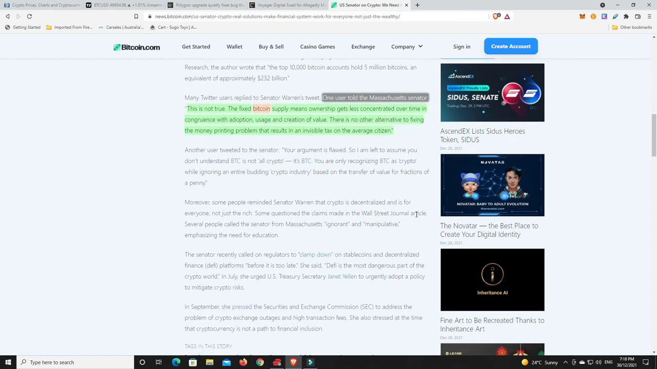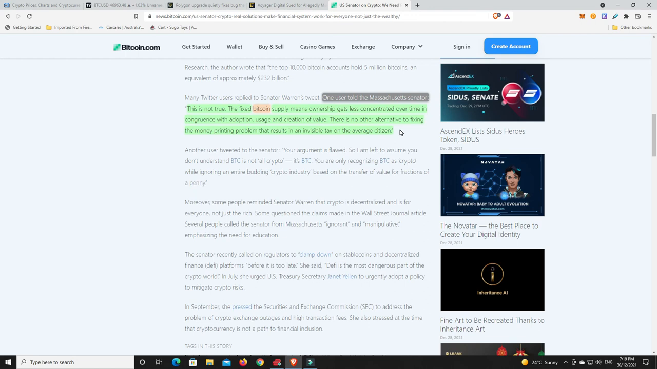So one user told the Massachusetts senator, this is not true. The fixed Bitcoin supply means ownership gets less concentrated over time in congruence with adoption, usage, and creation of value. There is no other alternative to fixing the money printing problem that results in an invisible tax on the average person. I would sort of have to agree with that at the moment. Again, the big money, though, they're coming in and buying up all this Bitcoin and things like that.